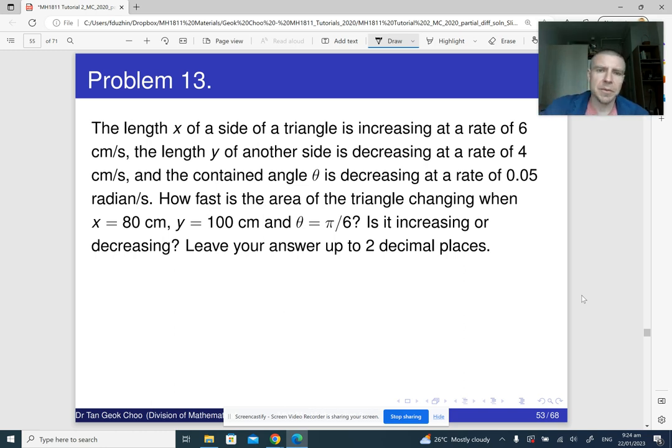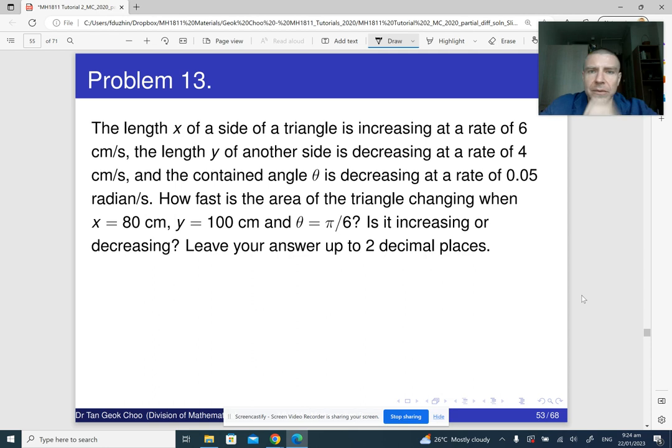All right, here is the next problem. So the next problem is sort of geometric. So we have some scenario, and we need to figure out how to translate it into the chain rule, right? So the length x of a side of a triangle is increasing at a certain rate. The length y of another side is decreasing at a different rate, and the contained angle is decreasing at yet a third rate.